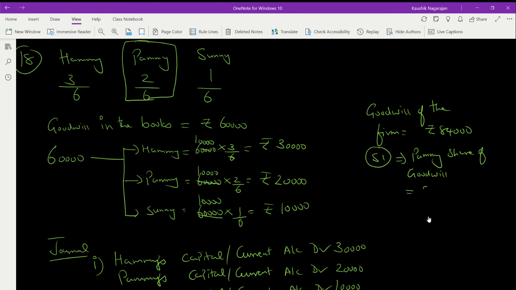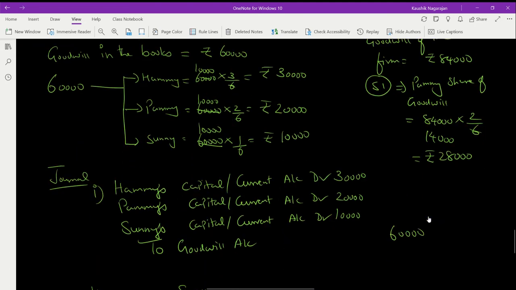It's quite simple. The value of 84,000 into the share of Pammy, 2 by 6. So now in 6 table, 6 ones are 6, 2 carry over, 6 fours are 24. So 14,000 into 2, that gives me an amount of rupees 28,000 which has to be paid to Pammy.